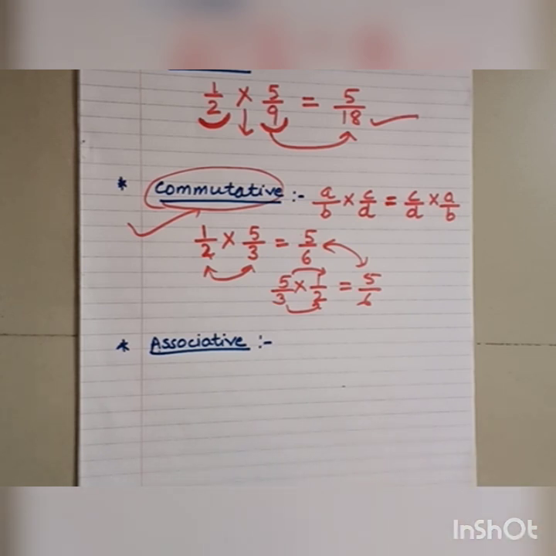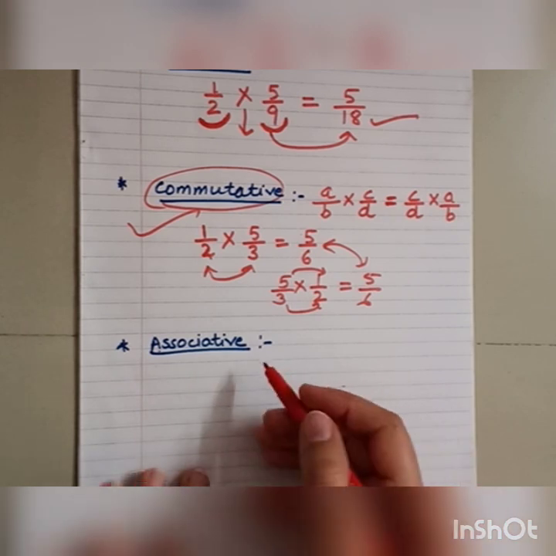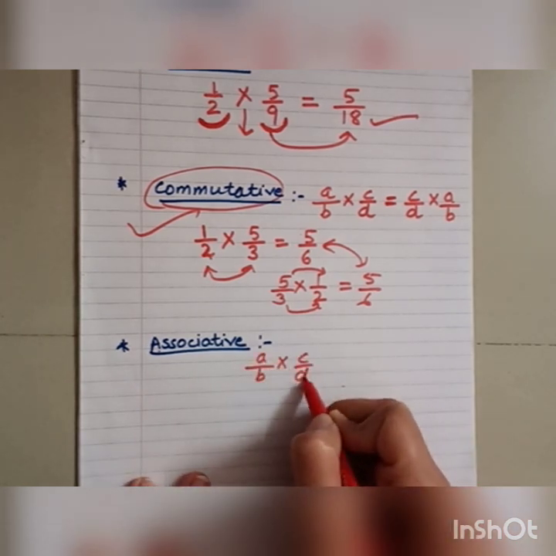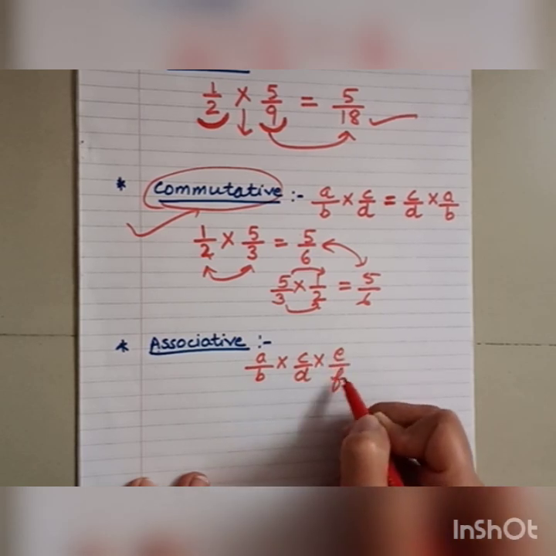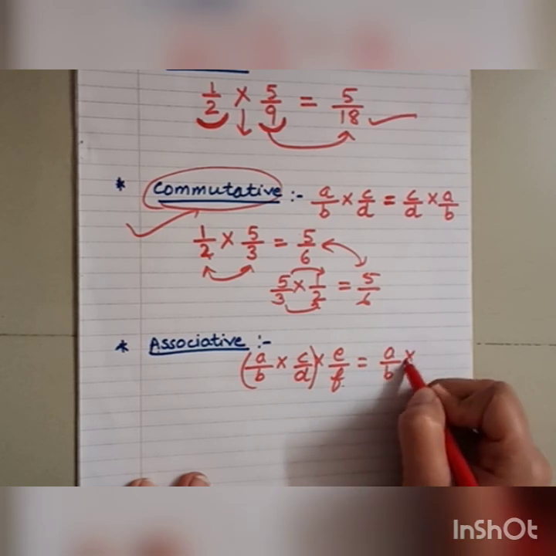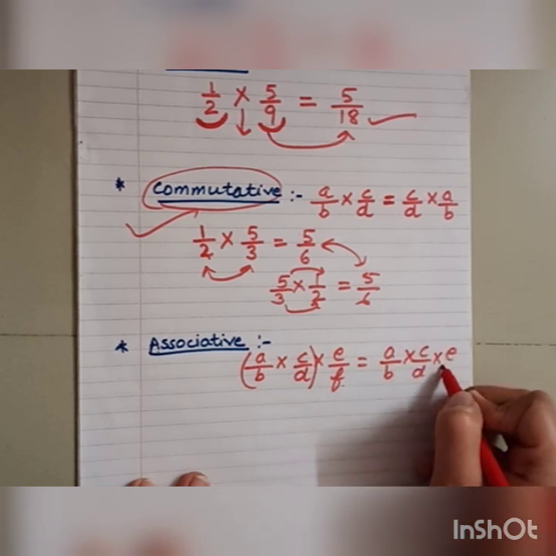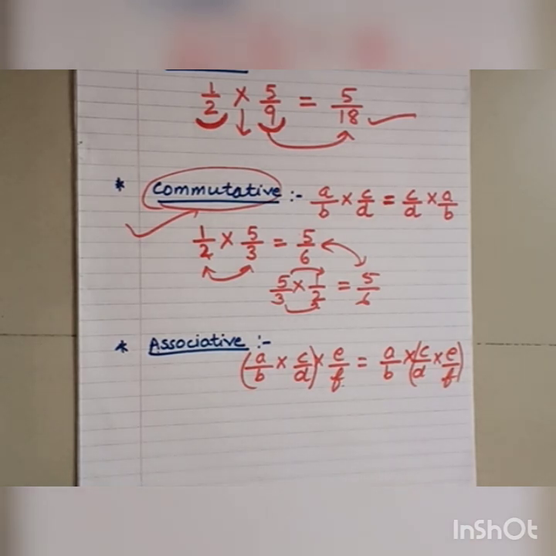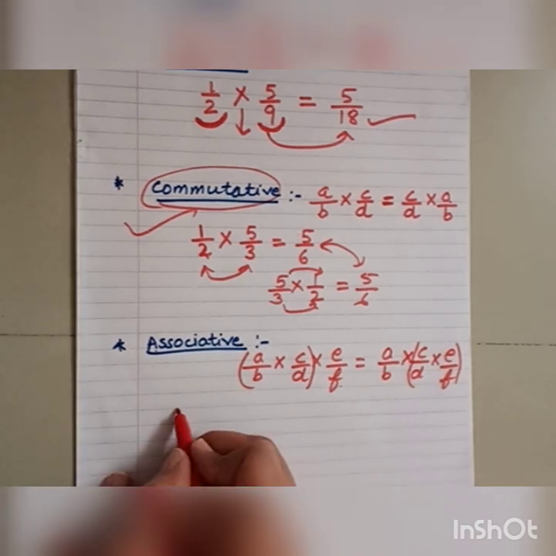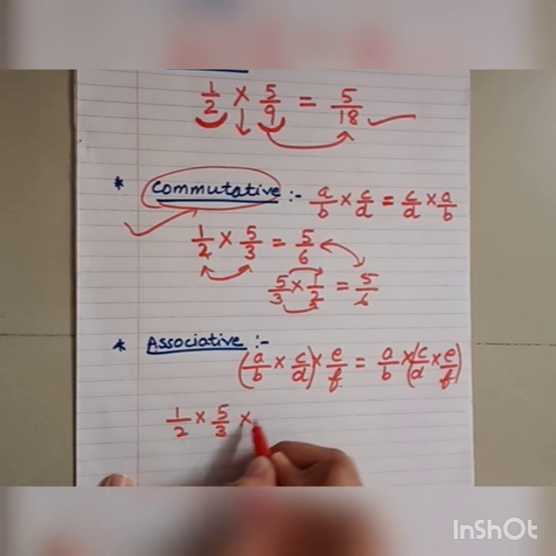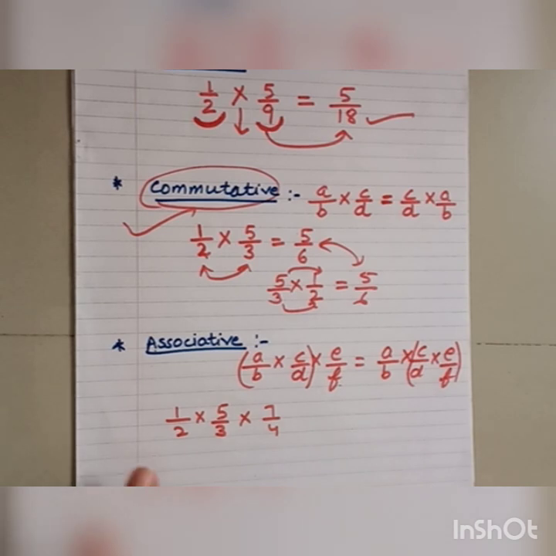But the sign is multiplication, not positive. It means in general we can write these three rational numbers grouped as the first two together, or on the right hand side we group the last two. Now check whether these values are equal or not. Take an example: 1 by 2, 5 by 3 and 7 by 4.